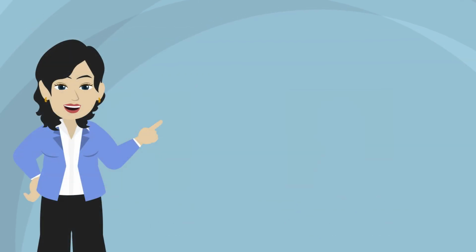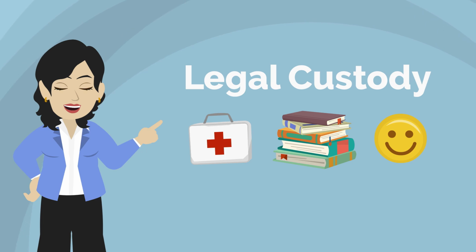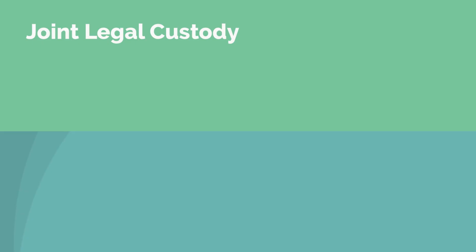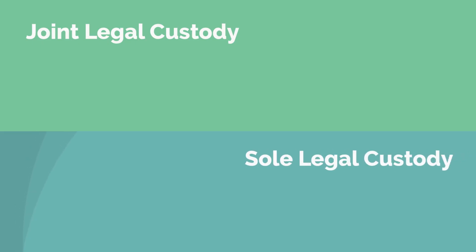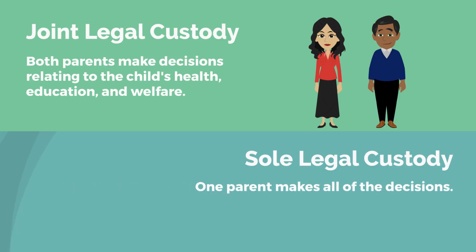The other kind of custody is legal custody. This establishes which parent is going to make decisions relating to the child's health, education, and welfare. There are also two types of legal custody: joint legal custody and sole legal custody. Joint legal custody means that both parents make decisions relating to the child's health, education, and welfare. Sole legal custody means that only one parent is making these decisions.